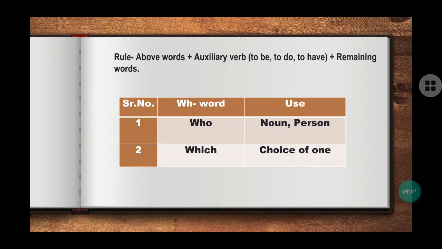When you are talking about a person, we will ask the question who. And when you are giving the choice, you will ask the question which. Which one would you prefer? Which is your favorite color? So this is when you are asking the choice.